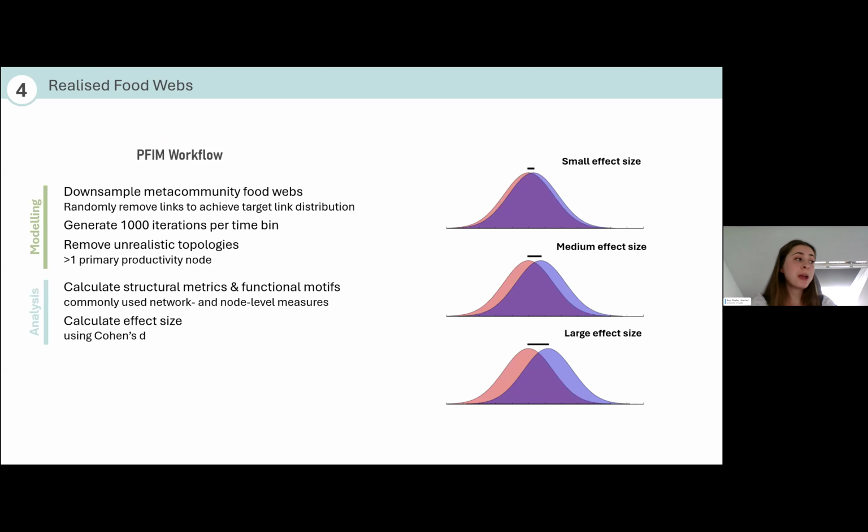And from this point, with the remaining webs, you can then calculate the structural metrics and functional motifs as you did before. But now, because we have such large sample sizes, because we have thousands of different webs for the Pliocene and Pleistocene, we can now calculate effect size using Cohen's d. So effect size doesn't measure the magnitude of change that we're seeing, but it's more showing the difference between the two groups. So it can kind of give us confidence in whether or not the change we're seeing is actually happening.